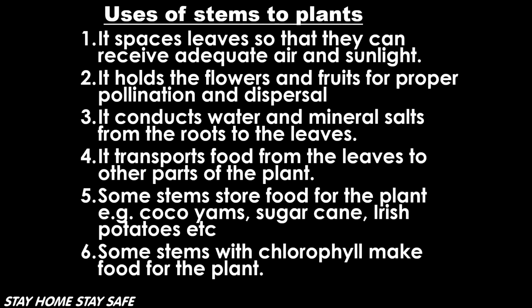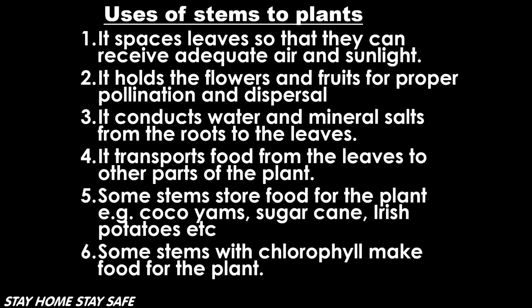The word pollination, what does that mean? That's the transfer of pollen from the anther to the stigma of a flower on a plant. We learned about that also in P4. Then the word dispersal, the scattering of seeds from the parent plant over a wider area. So the stem can hold the flower and the fruits for proper pollination and dispersal.